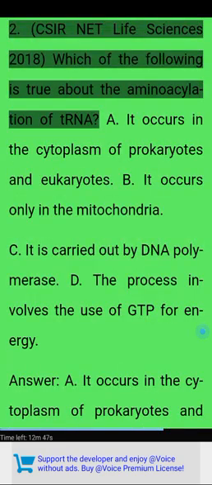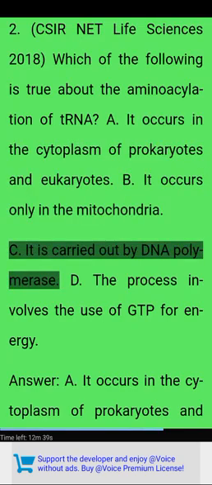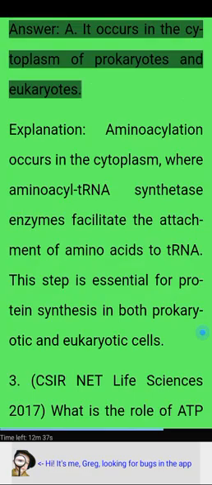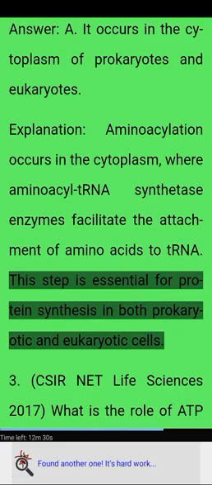2. CSIR NET Life Sciences 2018. Which of the following is true about the aminoacylation of tRNA? A. It occurs in the cytoplasm of prokaryotes and eukaryotes. B. It occurs only in the mitochondria. C. It is carried out by DNA polymerase. D. The process involves the use of GTP for energy. Answer: A. It occurs in the cytoplasm of prokaryotes and eukaryotes. Explanation: Aminoacylation occurs in the cytoplasm, where aminoacyl-tRNA synthetase enzymes facilitate the attachment of amino acids to tRNA. This step is essential for protein synthesis in both prokaryotic and eukaryotic cells.